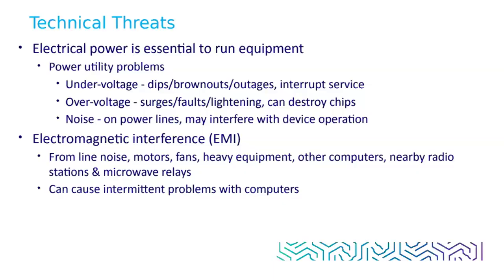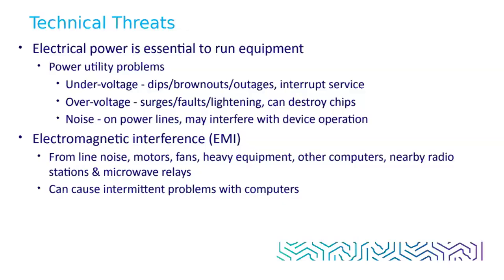And then let us look at the technical threats. Unlike the environmental threats, the technical threats originate from electric power problems and electromagnetic interference, both of which can affect the operations of computing equipment. So a technical threat is a problem related to electric power or electromagnetic interference that can disturb or damage the computing equipment.